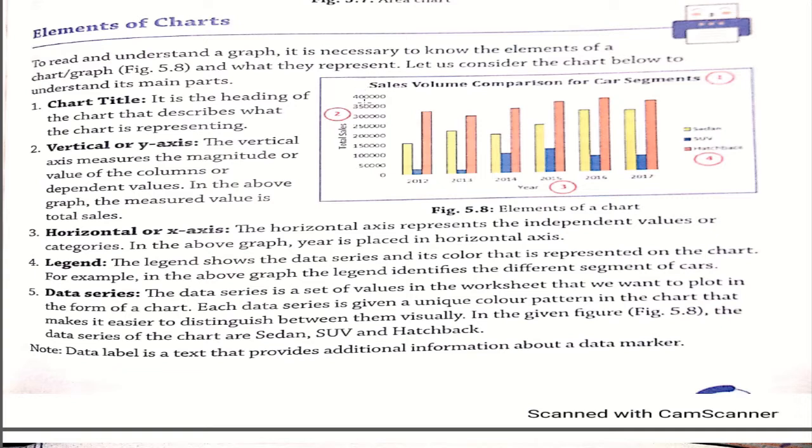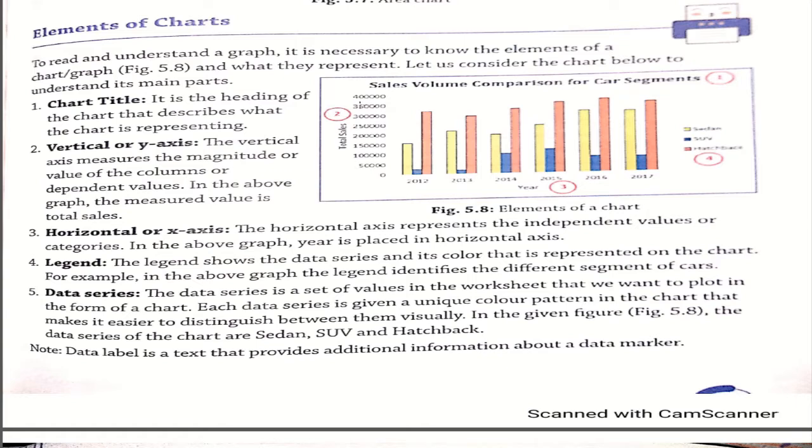The heading of the chart that describes what the chart is representing is known as what? Your chart title. See, this one is your chart title. Next is the vertical or y-axis. The y-axis, the vertical axis, measures the magnitude or value of the column or dependent values. In the above graph, the measured value is total sales.